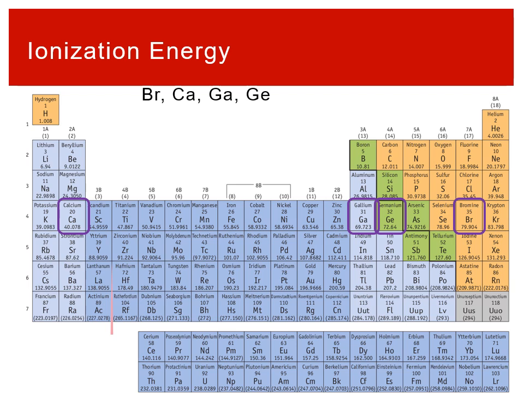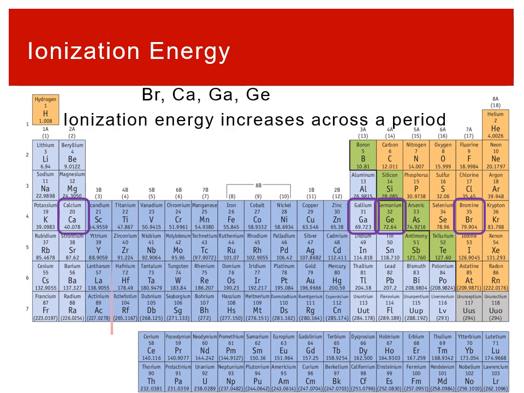Highlight them all right there. I can see they are all in the same period, right? They're all in the same group. And I know that ionization energy increases across a period from left to right. So I know the increase is in this direction.